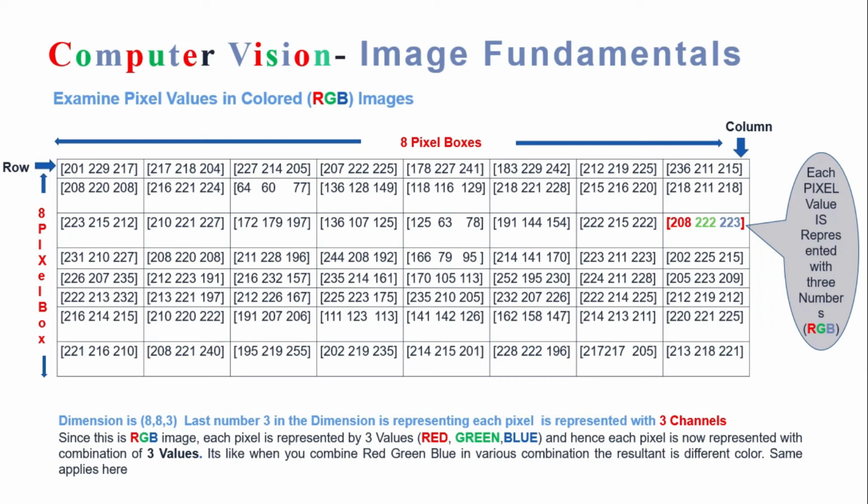The dimension here is 8 by 8 by 3. The last number 3 in the dimension represents that each pixel has 3 channels, that is red, green, blue. Since this is an RGB image, each pixel is represented by 3 values, which is red, green, blue. As I said, in general, if you mix these 3 colors in different proportions, you will get different shades. So that is how the colored image will be interpreted by computers.